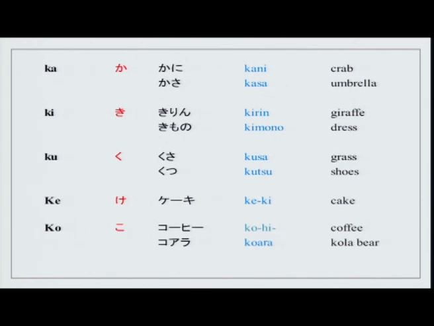And you will notice that we do not have an L in Japanese. All L's are supposed to be pronounced as ra sounds. So, all the meanings are given very clearly. You can learn these.